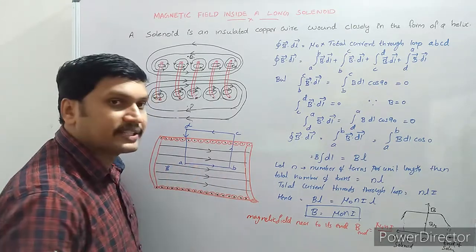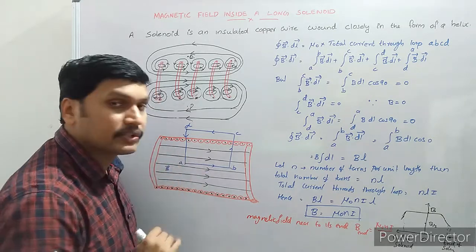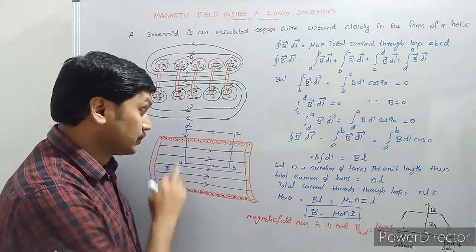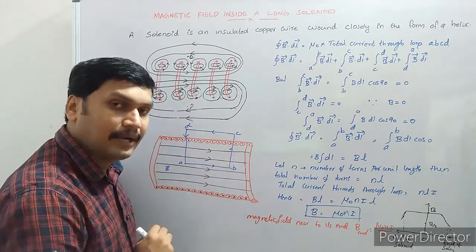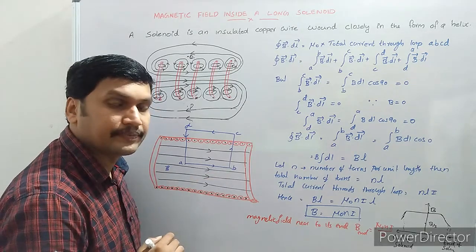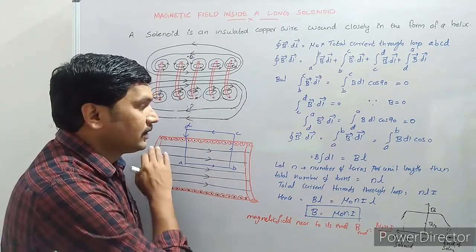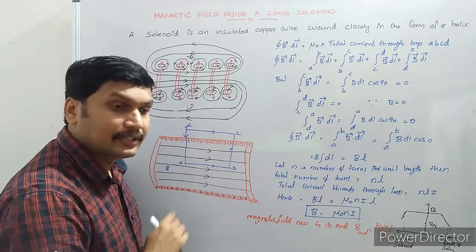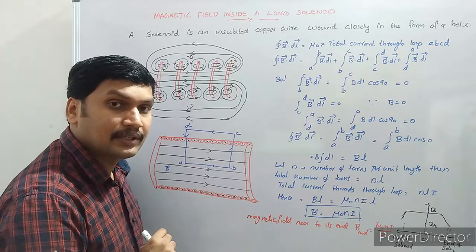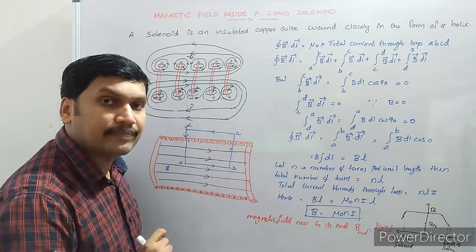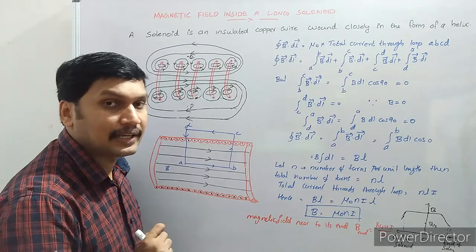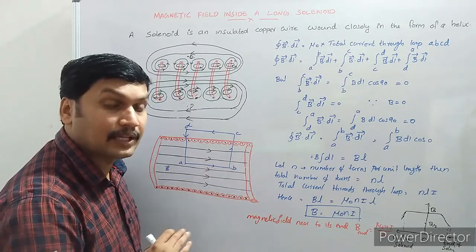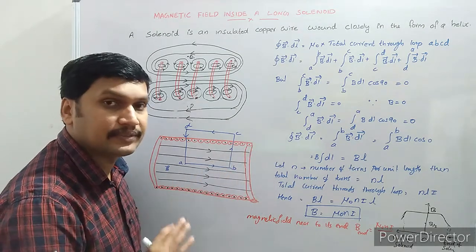Now we want to find the magnetic field inside the solenoid. For that, we are using Ampere's Circuital Law to find the expression for the magnetic field due to this long solenoid. We are using the concept of a long solenoid. A long solenoid means the length of the solenoid is very large, and compared to the length of the solenoid, the cross-sectional area is very small. We are using such an assumption to derive this equation. Then only the equation for the magnetic field is valid.